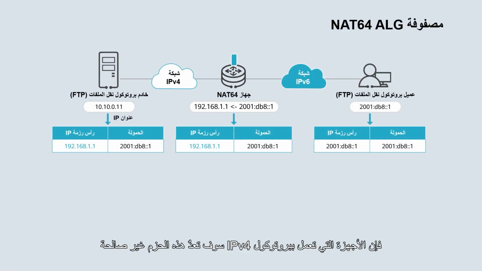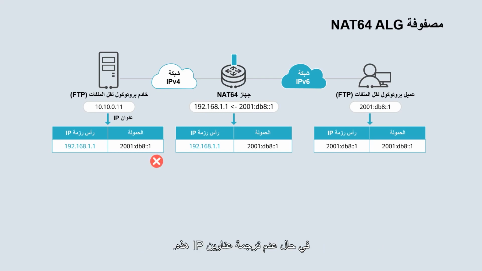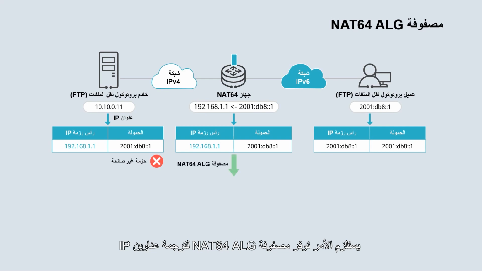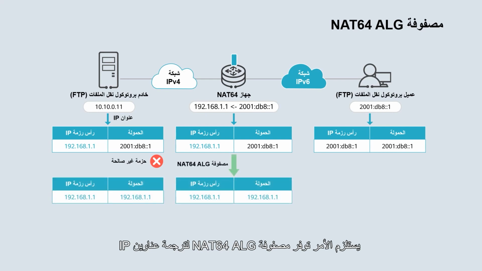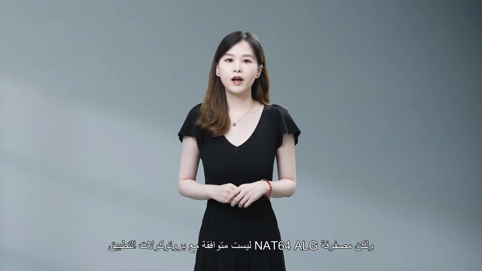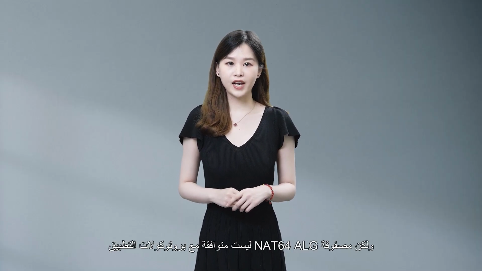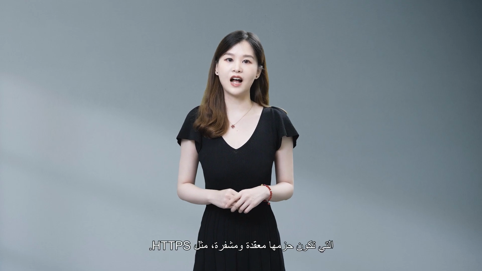A drawback of NAT64 is that it can translate only the IP addresses in IP packet headers, but cannot translate those in the payload. As many application layer protocol packets also contain IP addresses in their payload, IPv4 devices will consider such packets invalid if these IP addresses are not translated. To resolve this issue, NAT64 ALG is required to translate the IP addresses in the payload of IP packets. However, NAT64 ALG is not compatible with application protocols whose packets are complex or encrypted, such as HTTPS.